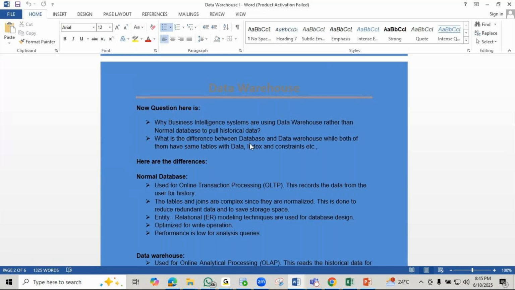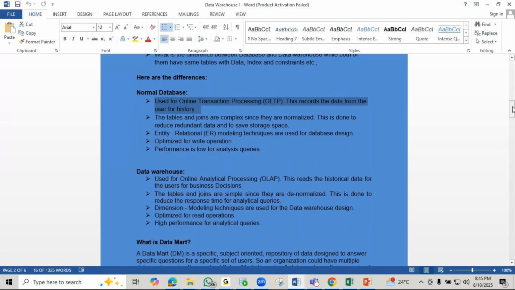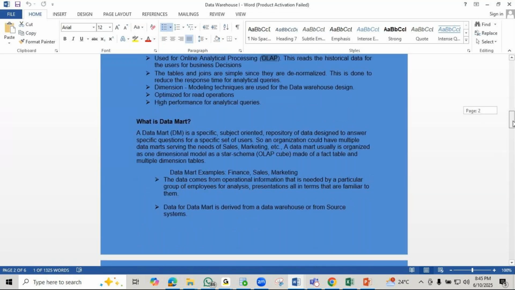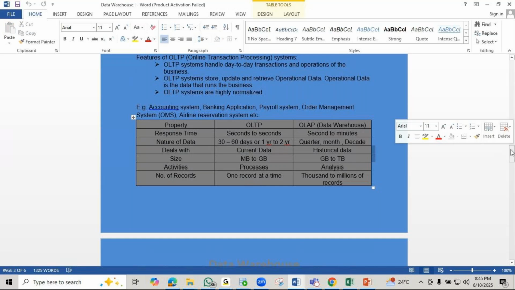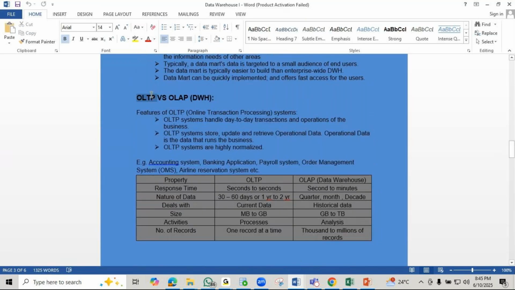Now, there are some technical differences also between the normal database and the data warehouse. So what is the difference? Guys, the normal database is used for OLTP, and the data warehouse is used for OLAP. So what is OLTP and what is OLAP? That we will discuss here in depth and detail. It is a complete topic, so we will discuss that today only.